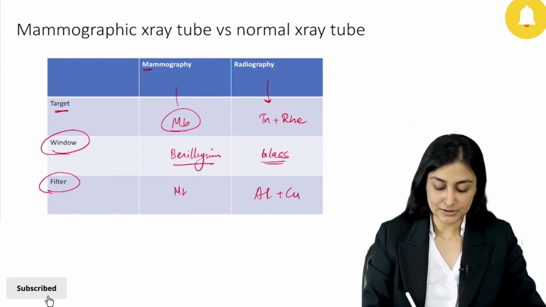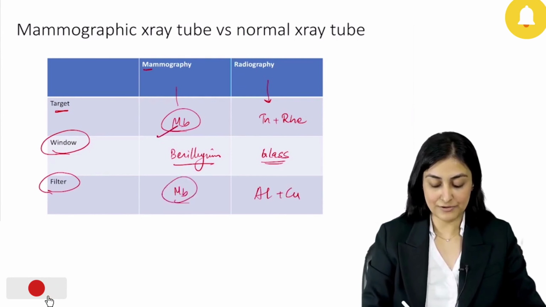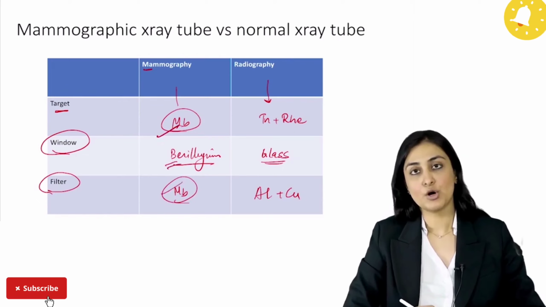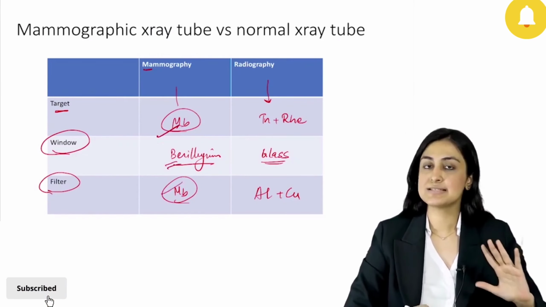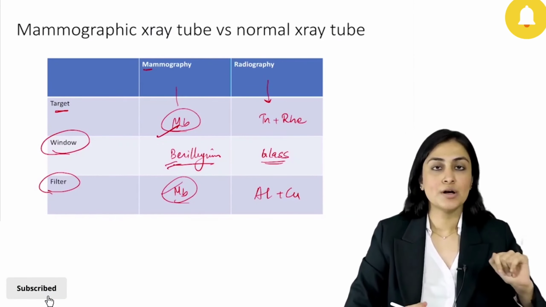Whereas here, it's again going to be a molybdenum filter. Okay, so you have M and B in a mammography X-ray tube. Everything else is the same. These are the only changes that you have.